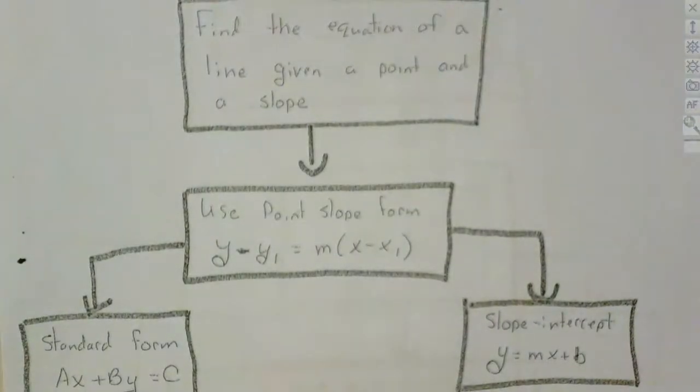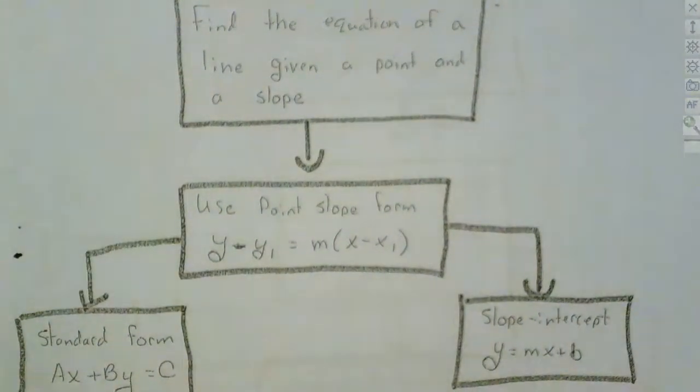So the first page is what we're going to be focusing on right now. And on the first page, we are going to be finding the equation of a line when you are given a point and you are given a slope. And this is going to go with questions 6 through 11. So 6 through 11, we're going to be using this flowchart. And this is out of 3-4.